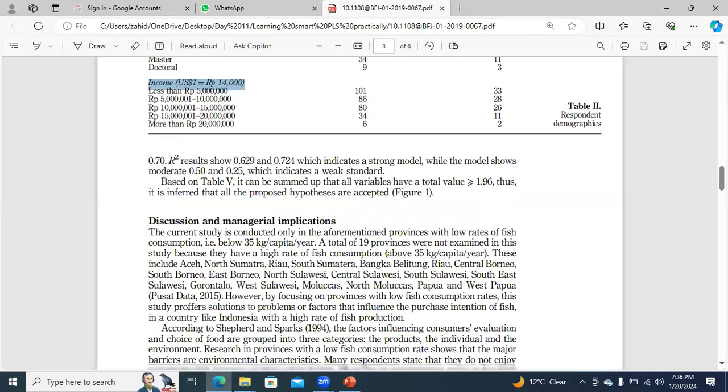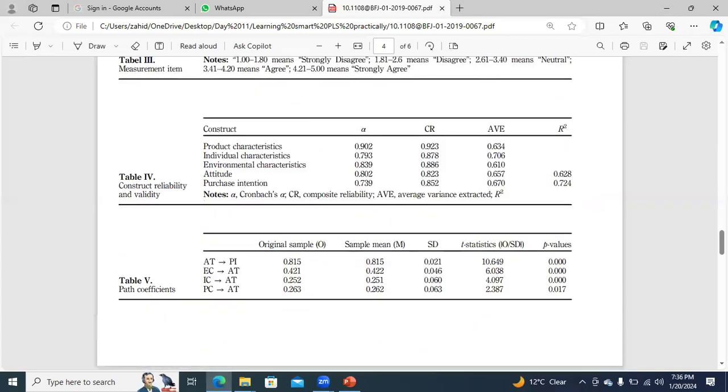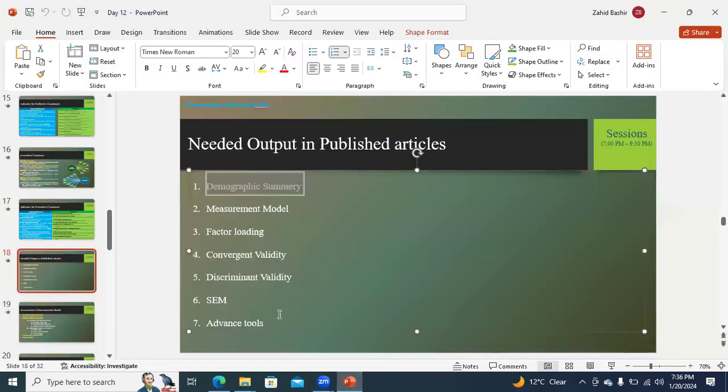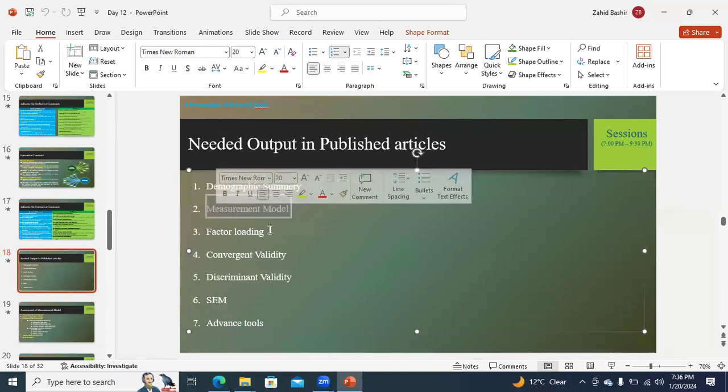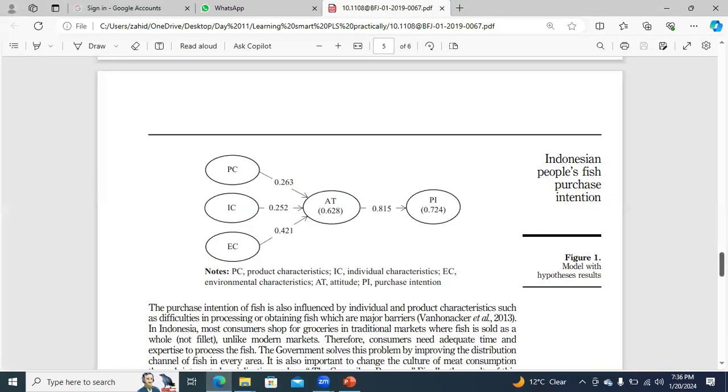The second thing is basically the factor model, the SEM model. You can see here, this is basically the SEM model. This is not the measurement model. We need to see the measurement model. I will show you in some other paper, because some of the authors do not show the measurement model. They instead show the factor loading. So you can see here the factor loading.